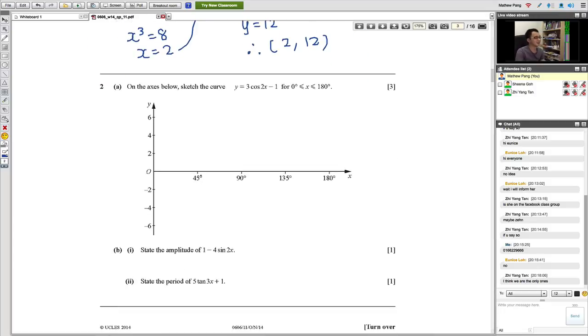Okay, this one, the question asks you to sketch the cos graph. So y equals 3 cos 2x minus 1. So first thing is, basically the period is for 2x. 2x will equal 360, so x will equal 180. That means your one cycle should be 180. And then your amplitude is 3.